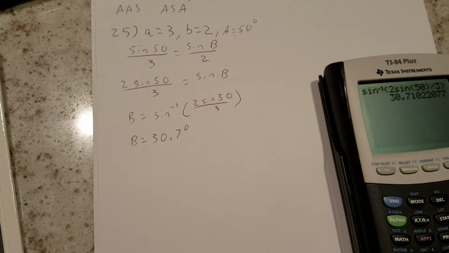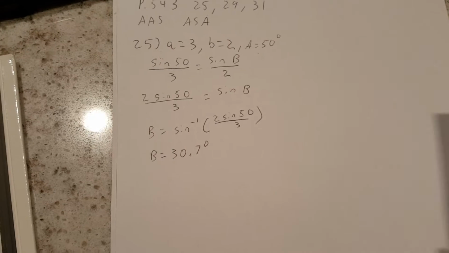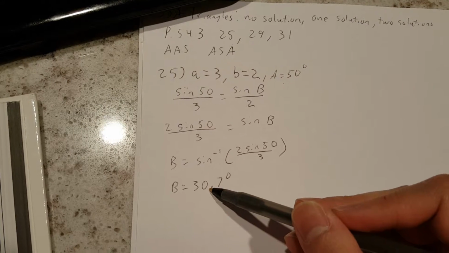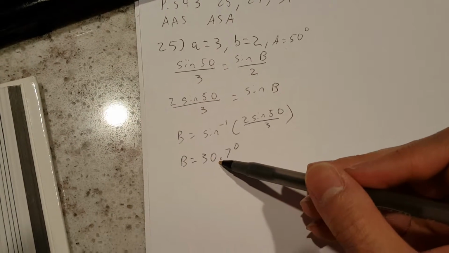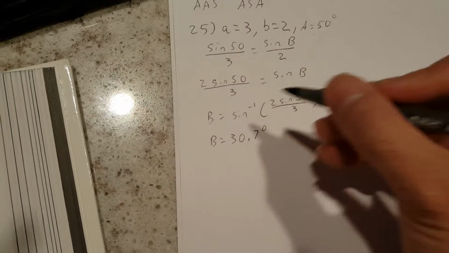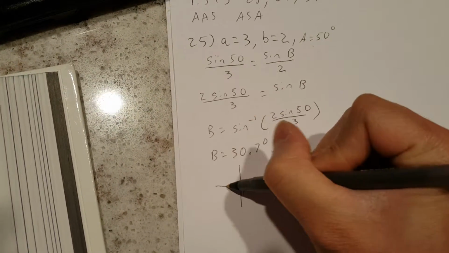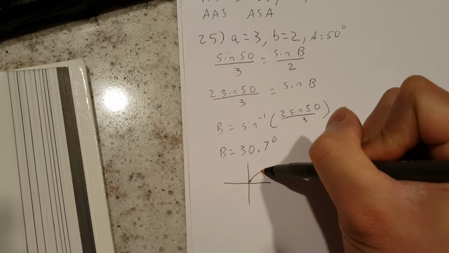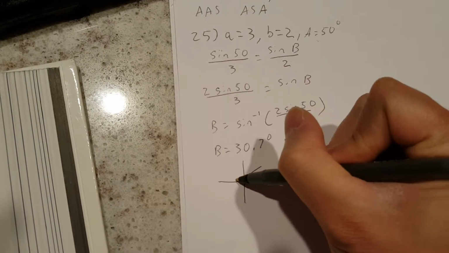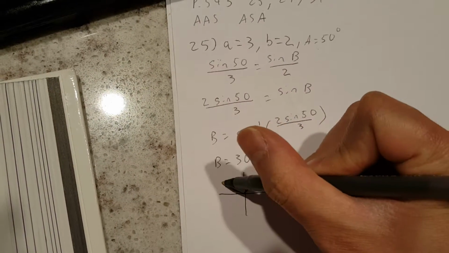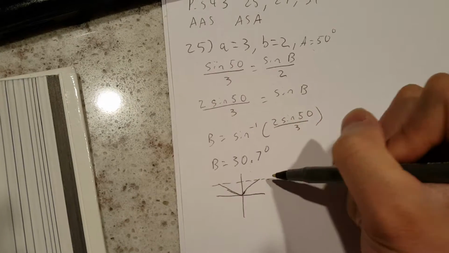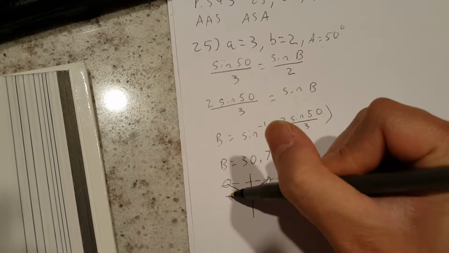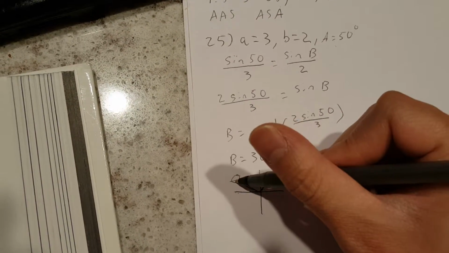Now, here's how to check if it's no solution, one solution, or two solutions. First of all, it's not no solution because I have an angle here. So it's either one solution or two solutions. Now here's how I check. Remember, on your unit circle, there are two places where the sine can be that value: 30.7 here, and also in quadrant 2, which has the same y value. How do I find this angle? Well, 180 minus 30.7 will give me this angle.